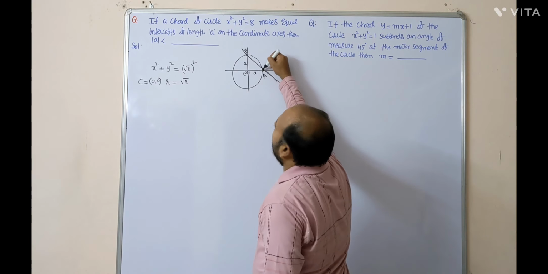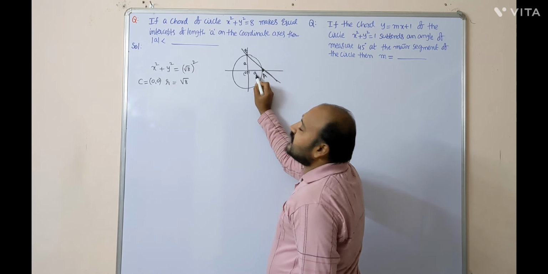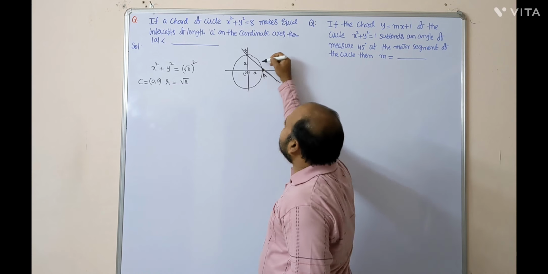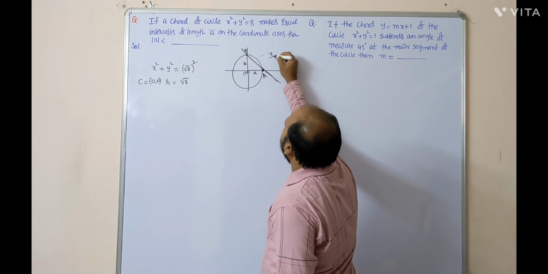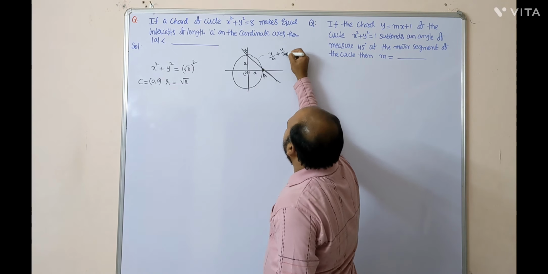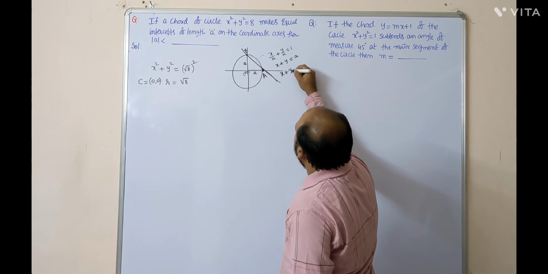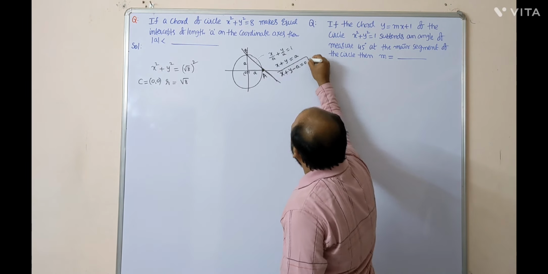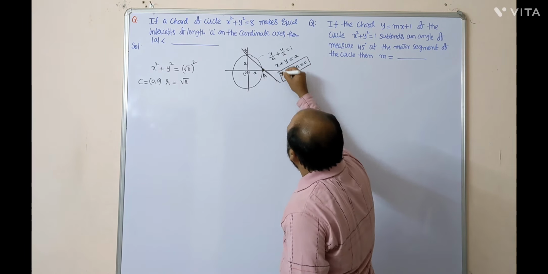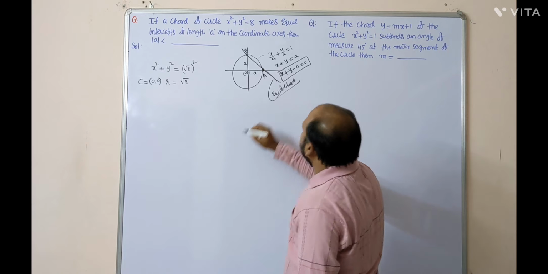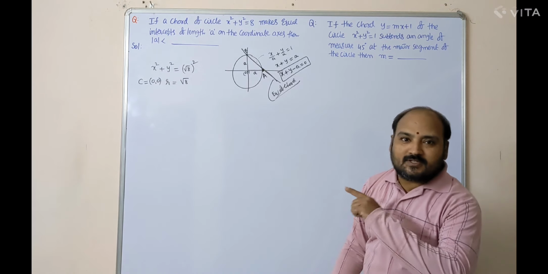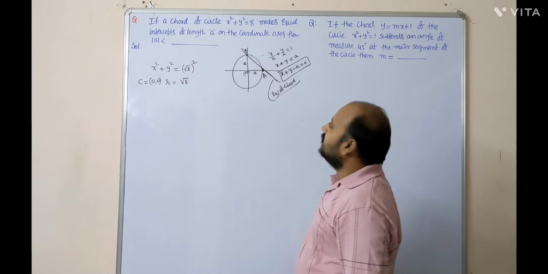So this is the line. The x-intercept is a, the y-intercept is a. This line becomes x by a plus y by a equal to 1. After simplifying this equation, x plus y equal to a will come, that is, x plus y minus a equal to 0. This is the equation of the chord, dear students. Do you understand this? Equation of chord.